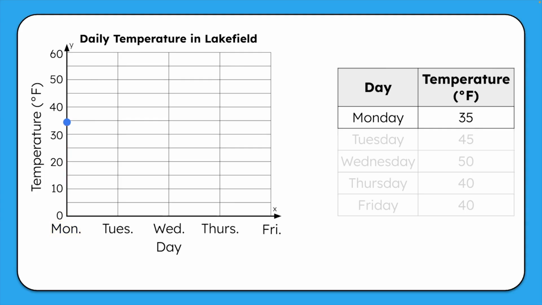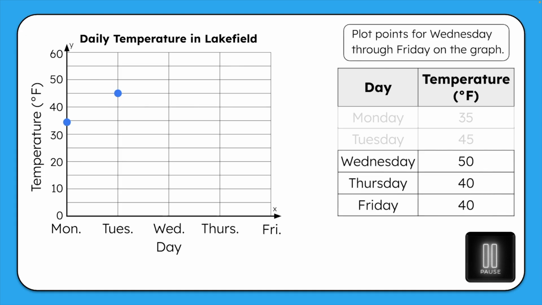Let's try another. Tuesday was 45 degrees. Find Tuesday on the x-axis and follow the grid line up to 45 and plot a point. Great work! Pause the video here to plot points for Wednesday through Friday on the graph in your guided notes.